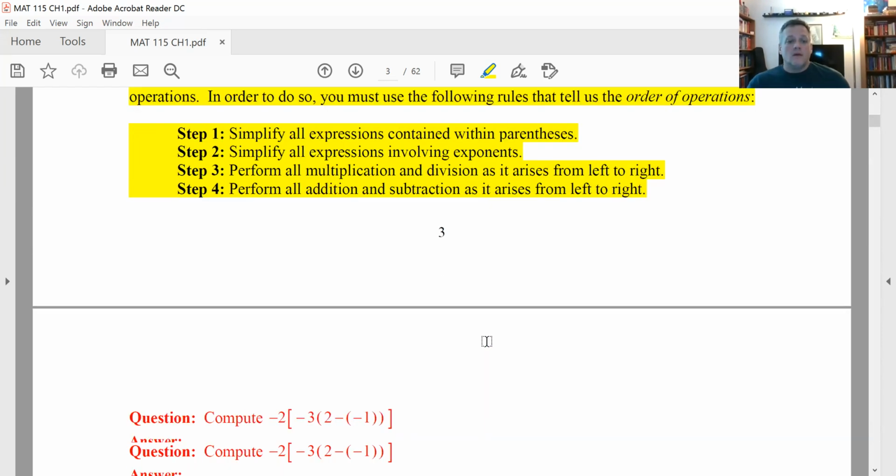All right, so try that, for example. Here's an expression that you want to attack. Try to simplify that and see what you get using the order of operations.